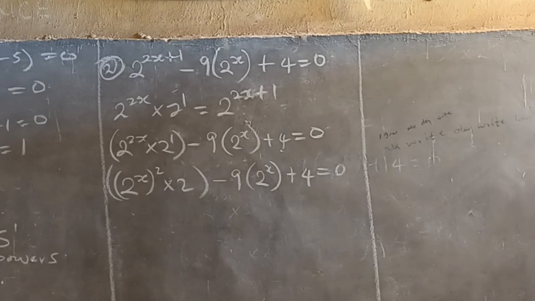For the number 2 question, we have 2 raised to the power of 2x plus 1 minus 9 bracket 2 raised to the power of x plus 4. We want to solve this equation equal to 0.